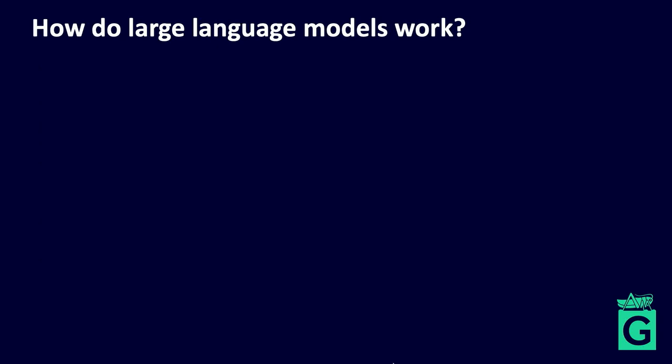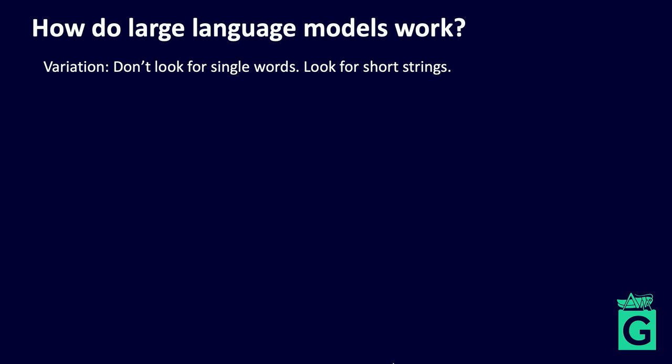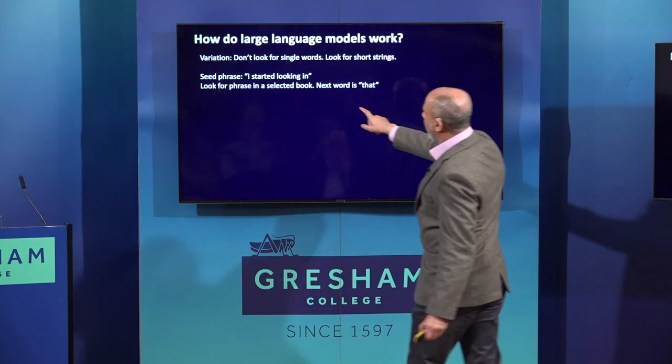You don't have to stop with words. You can start with short strings. So for example, your seed phrase would be, "I started looking in". It could be "the", it could be "my", it could be a whole bunch of different possibilities over here. So again, do the same thing. Look for a phrase in the selected book.